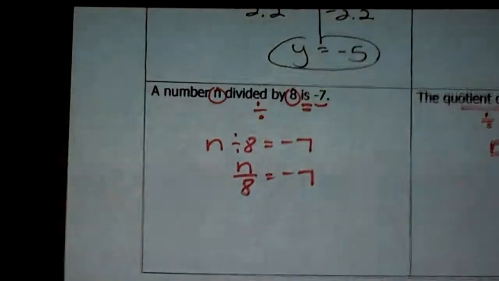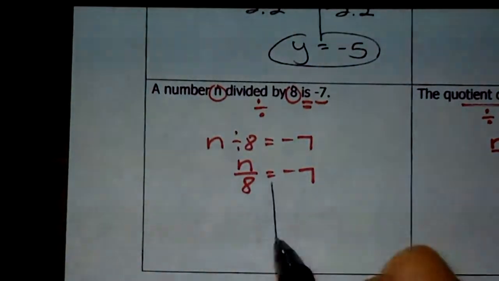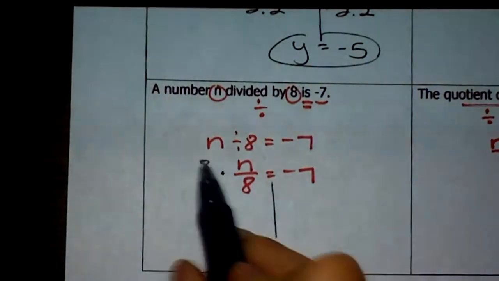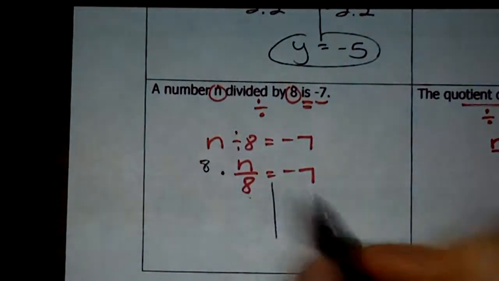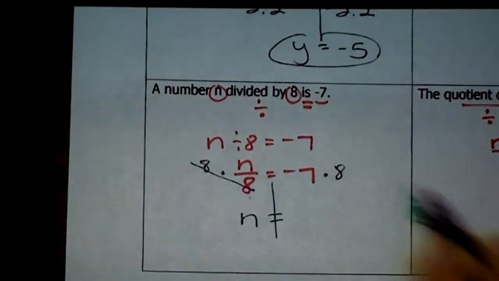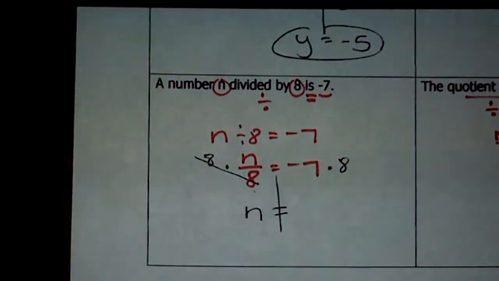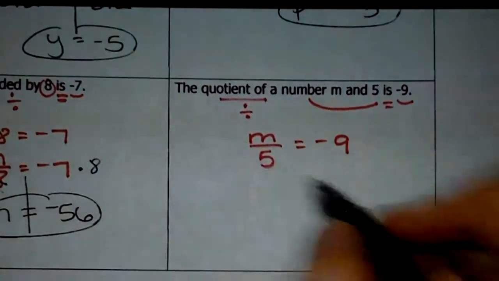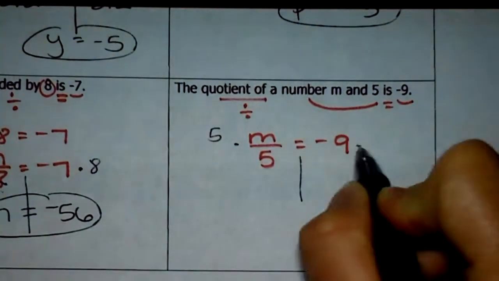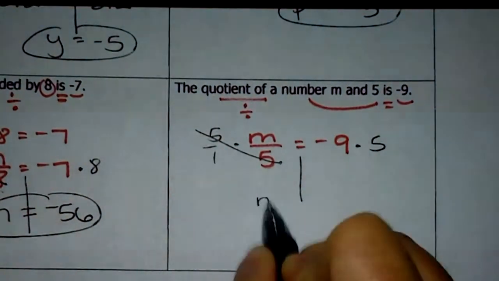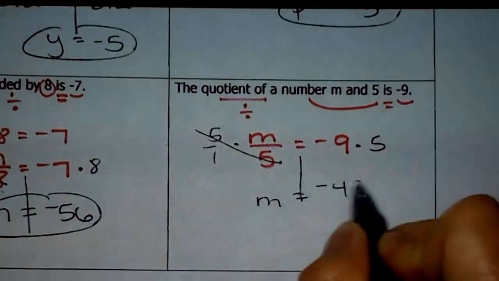All right, next, this is a division equation. n's being divided by 8. To cancel that 8 out so that n's by itself, I need to multiply each side by whatever the variable is being divided by. So those 8's would cancel, n's left alone. I need to also multiply that side by 8, because whatever you do to one side, you must do to the other. And negative 7 times 8 is negative 56. And last but not least, again, another division equation. I'm going to multiply each side by 5. That allows me to cancel them out. And m divided by 1 is m. Negative 9 times 5 is negative 45.